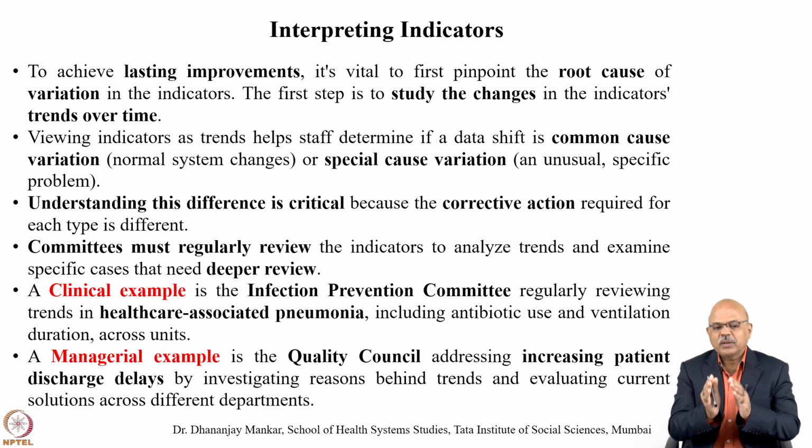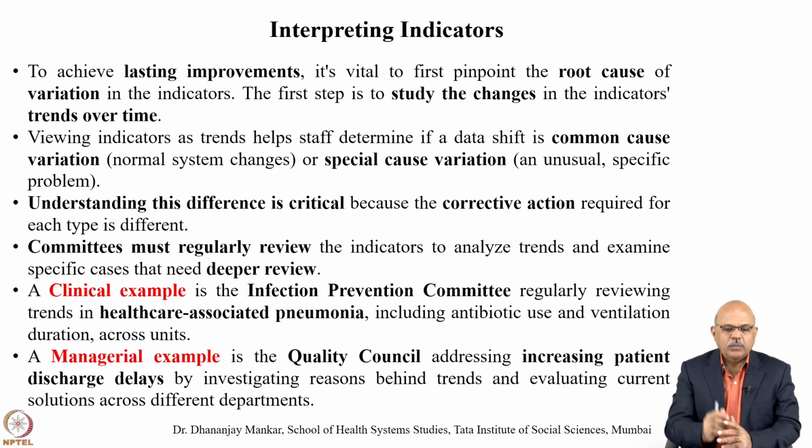The second example is more from the managerial part, where the managerial indicator example is the quality council. The quality council is addressing increasing patient discharge delays. Most of the time, hospitals are seen as having discharges that are delayed too much. Even in Indian healthcare setups, this is one of the major reasons that the management is being blamed. What is the reason?